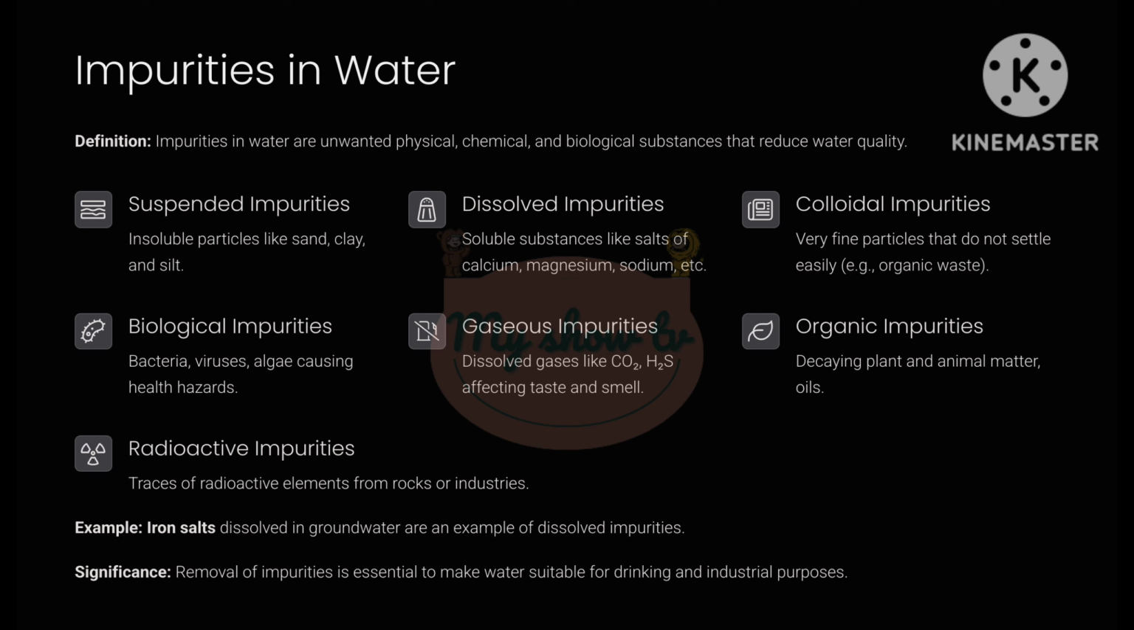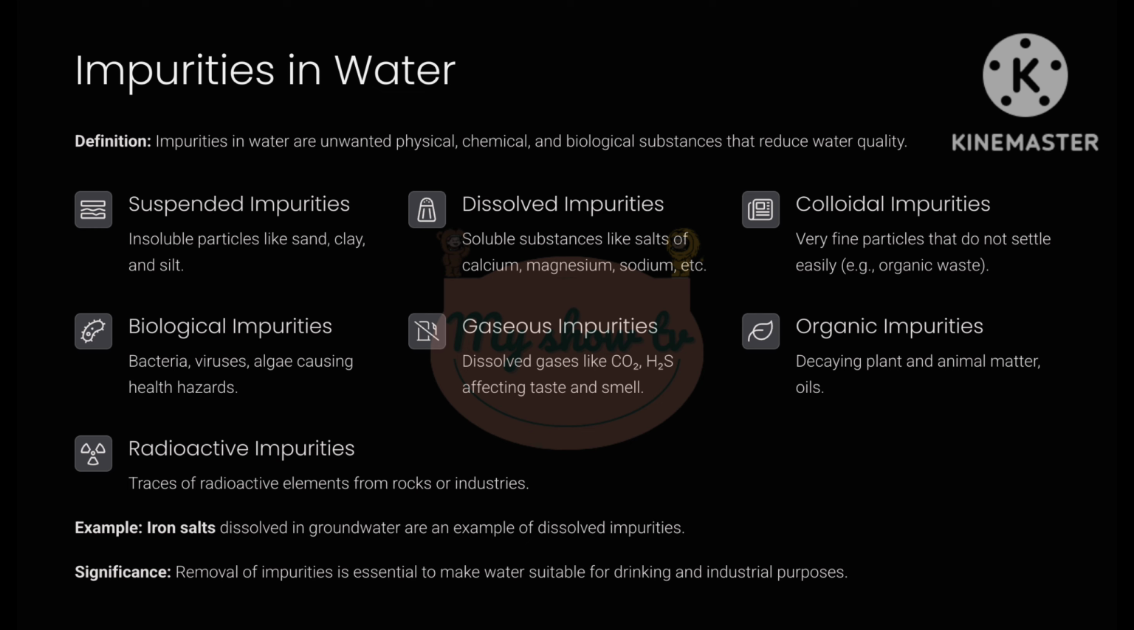Next, we will discuss impurities in water. Impurities are unwanted substances present in water that can make it unsuitable for drinking, industrial, or domestic purposes. There are different types of impurities. 1. Suspended impurities. These are insoluble particles like sand, clay, and silt. They make water appear dirty and can settle at the bottom.